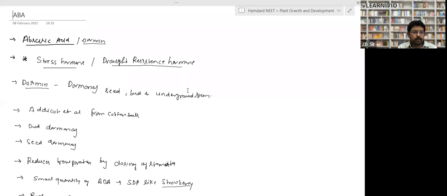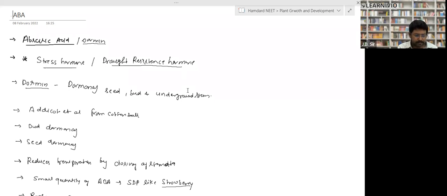Next point. It was discovered by Addicott et al. It's Addicott and co-workers. Next point. It is responsible for bud and seed dormancy.